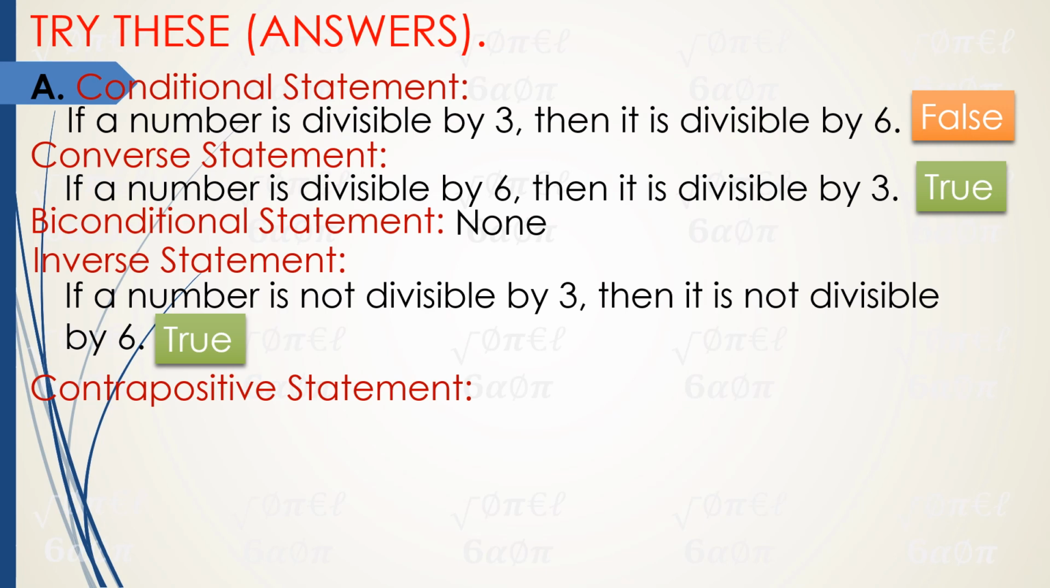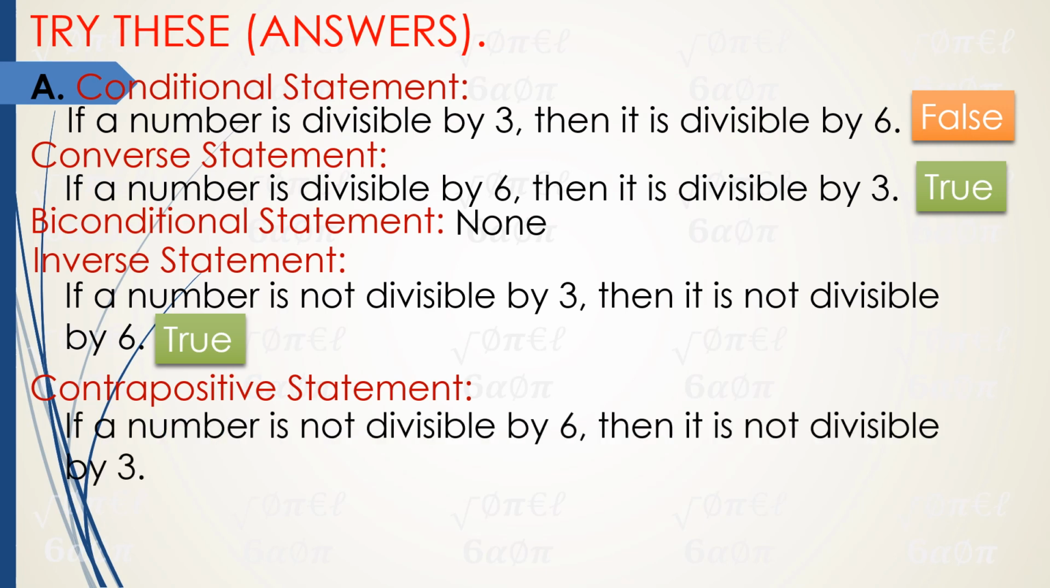And for the contrapositive, pwede na rin nating hindi i-analyze kung true or false siya. Dahil si conditional tsaka si contrapositive ay logically equivalent statements. So, false dapat yan. If a number is not divisible by 6, then it is not divisible by 3. Kung hindi raw divisible by 6, hindi na raw divisible by 3. So, hindi po. Balikan natin. Bigyan tayo ng 15. Yung 15, hindi siya divisible by 6, pero divisible naman siya by 3. So, it's a false statement. Okay? So, palaging parehas si conditional at si contrapositive. At palaging parehas si converse at saka si inverse.